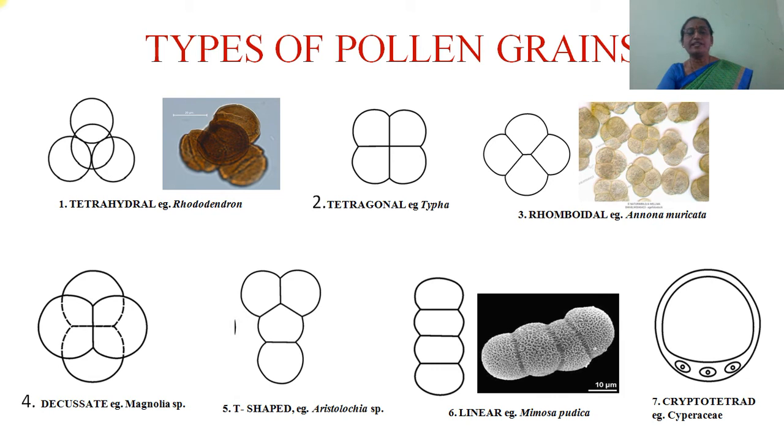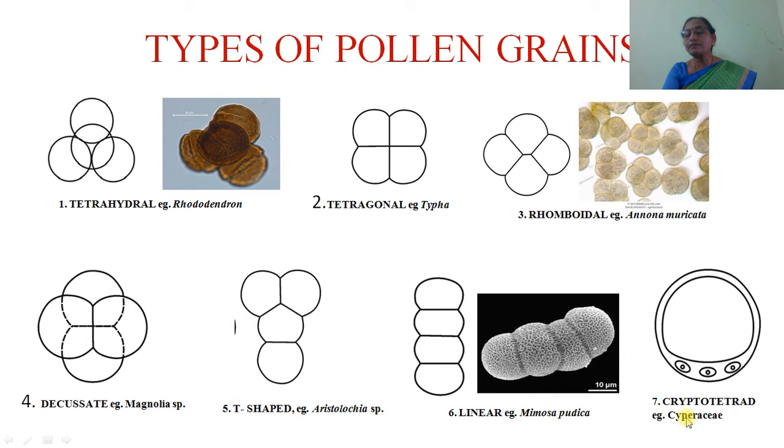The fifth type of pollen tetrad is T-shaped, in which two pollen grains are present at the upper side, and the third and fourth are located below, and that's why a T-shaped structure occurs, and that's why it is called a T-shaped tetrad. The sixth type is the linear type, in which all four pollen grains are situated in a line. This is drawn diagrammatically, and this is the actual photograph of the linear tetrad of pollen grains. Then the seventh one is commonly found in Mimosa pudica, commonly called the touch-me-not plant.